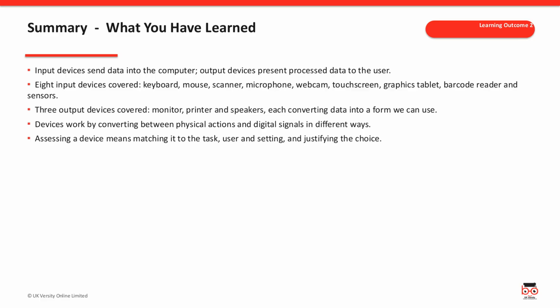Let's recap what we've covered. Input devices send data into the computer, and output devices present the results back to us. We looked at 8 inputs: the keyboard, mouse, scanner, microphone, webcam, touchscreen, graphics tablet, barcode reader and sensors, plus 3 outputs: the monitor, printer and speakers. Each one converts between physical actions and digital signals in its own way, and assessing a device means matching it thoughtfully to the task, the user and the setting.